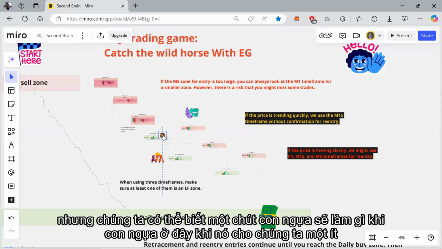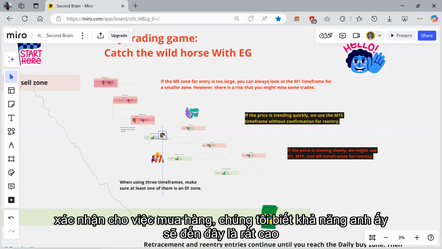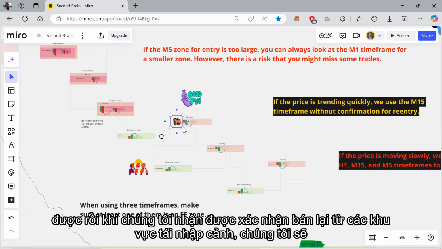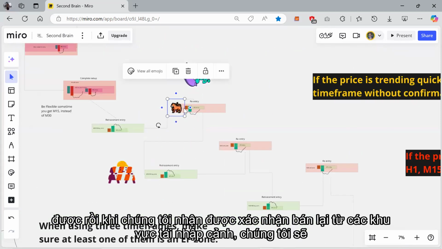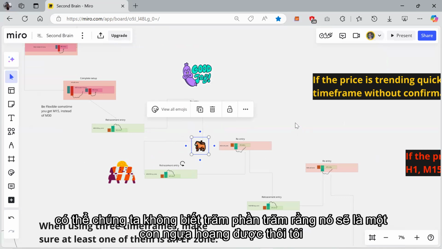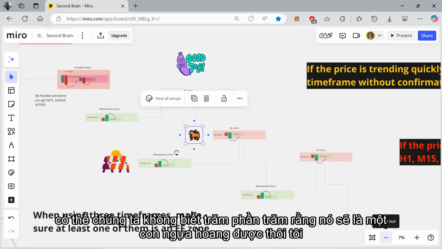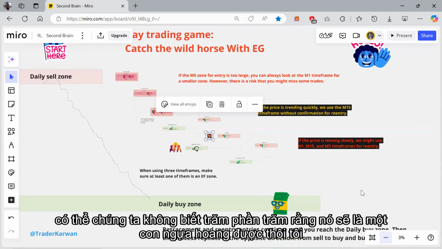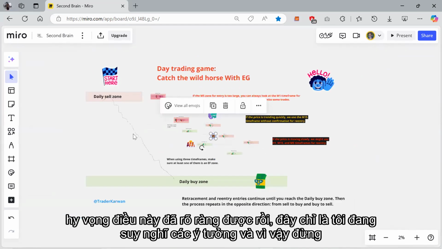When the horse is here, when he gives us some confirmations for the buys, we know the chance is very high that he will go here. Okay, when we get again a confirmation for sell from re-entry zones, we know that the chance is high that the price will drop. We just know the chance. We don't know 100%, it is a wild horse. Okay, I hope this was clear.